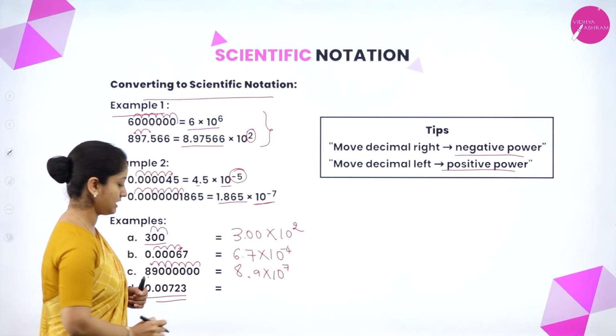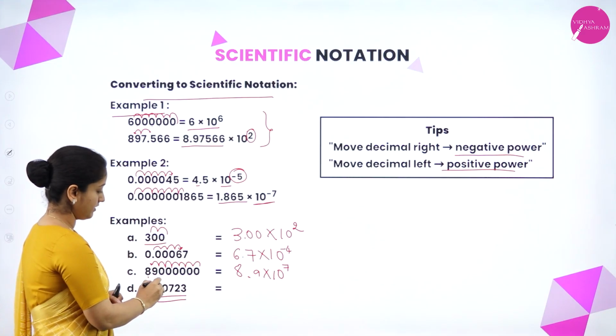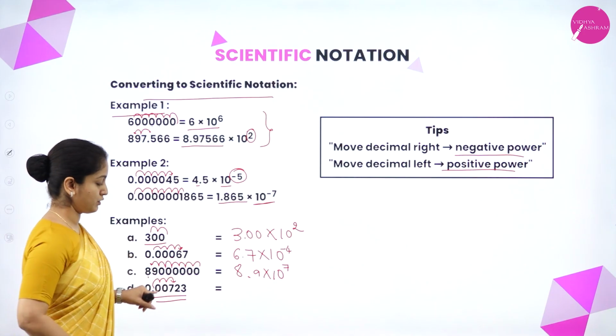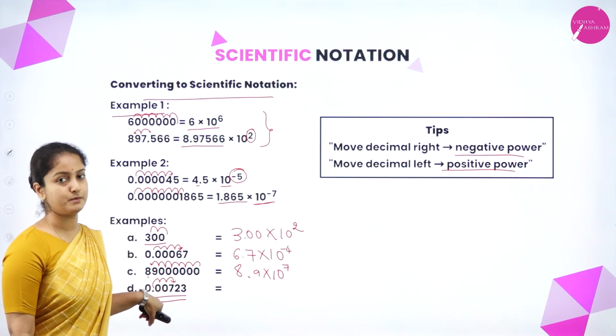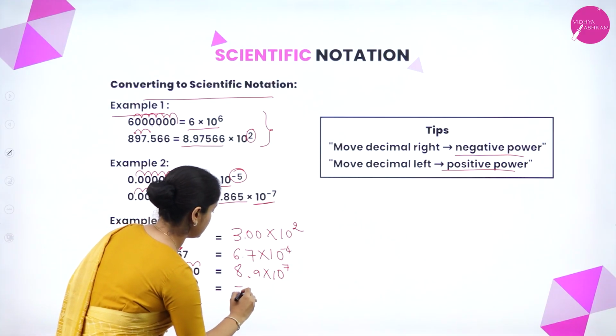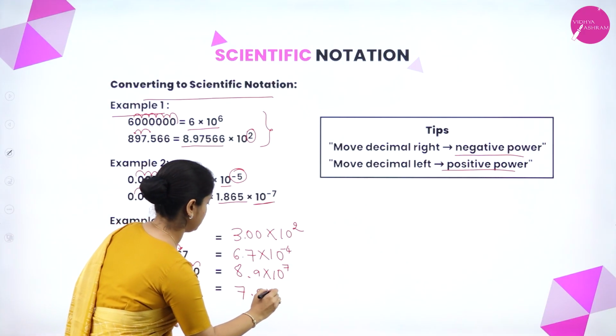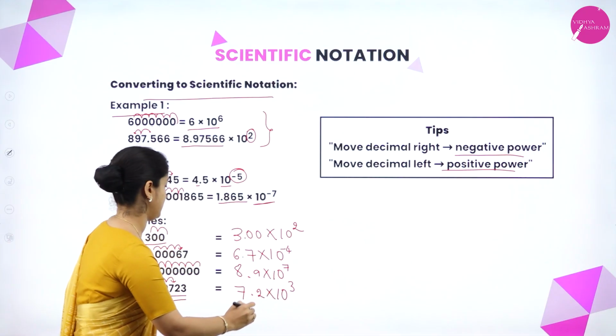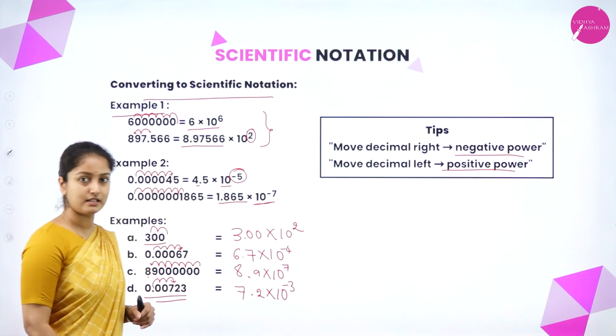Then for the last question, 1, 2 and 3. So I have shifted the decimal point 3 times to make a scientific notation, that is 7.2 into 10 power 3. So it is to be minus 3.